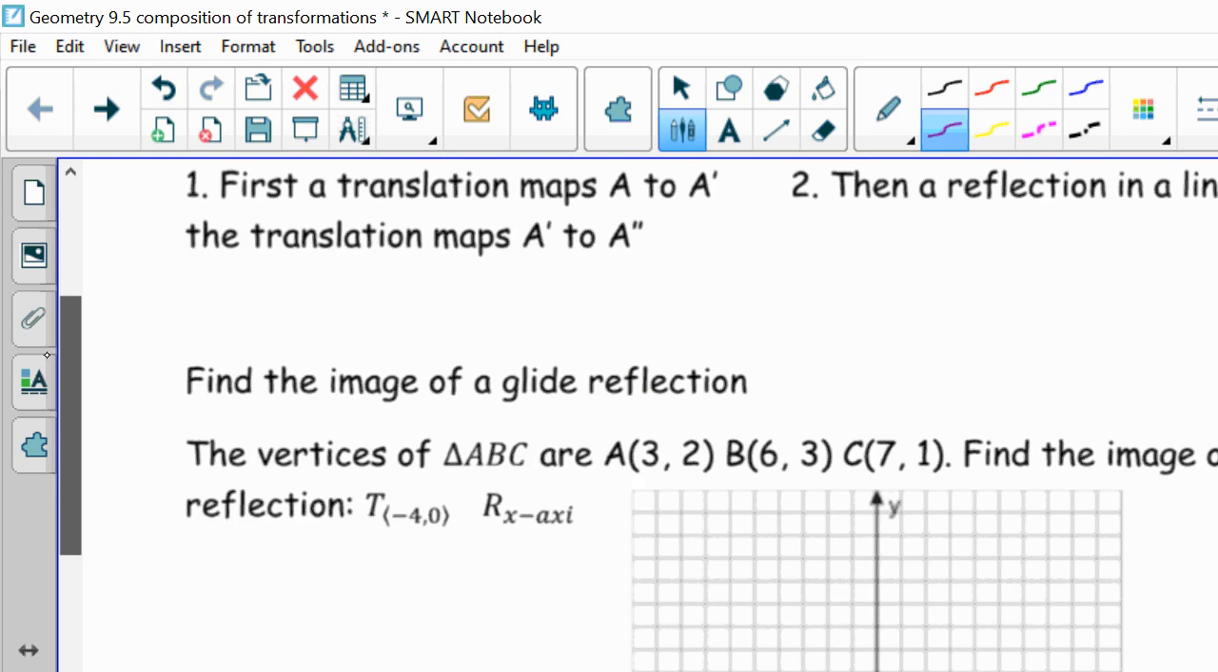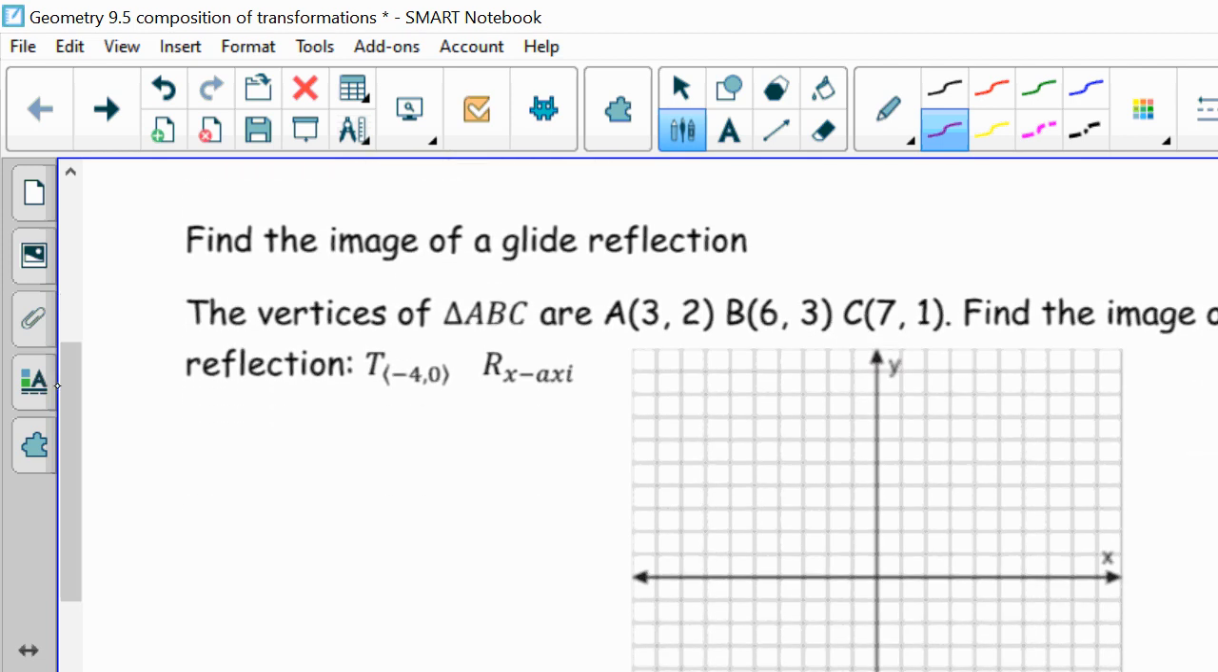So we're going to look at finding an image of a glide reflection. It gives me the vertices of triangle ABC are A, B, and C. Find the image of triangle ABC after the glide reflection of a translation (-4, 0) and a reflection over the x-axis. So the first thing we're going to do is plot the points they give me. So 3, 2, there's my A, 6, 3, there's my B, and 7, 1, there's C. So here is our triangle, okay?